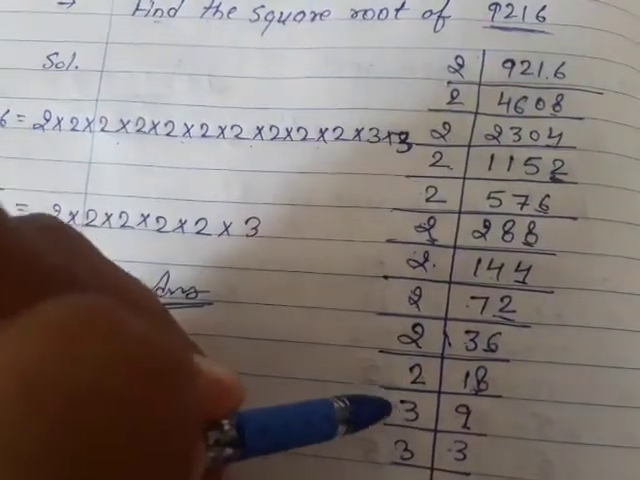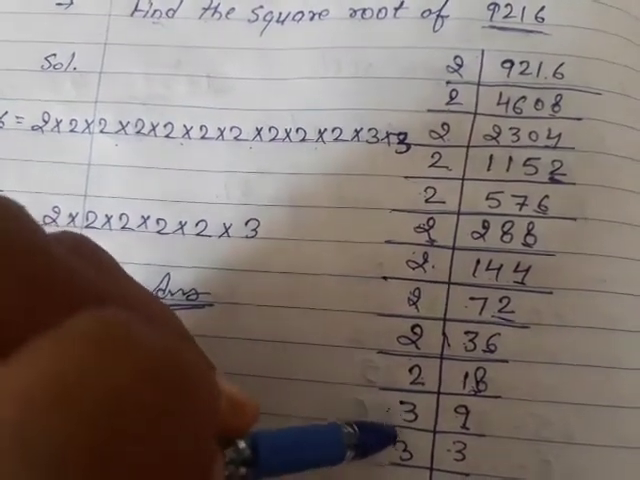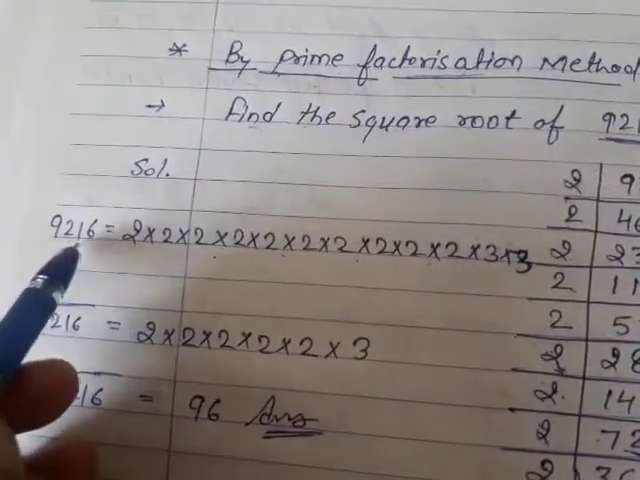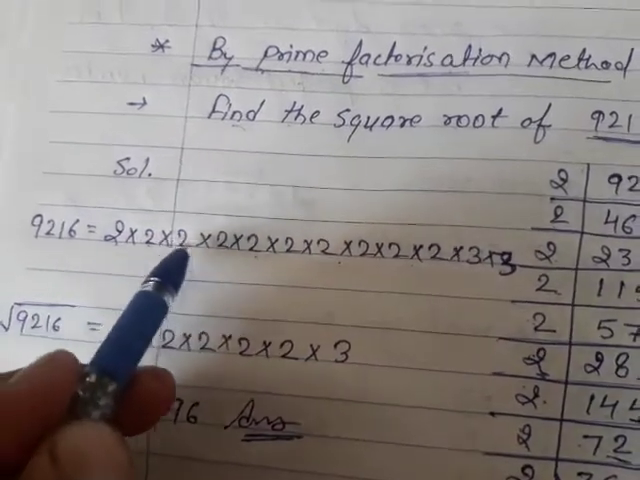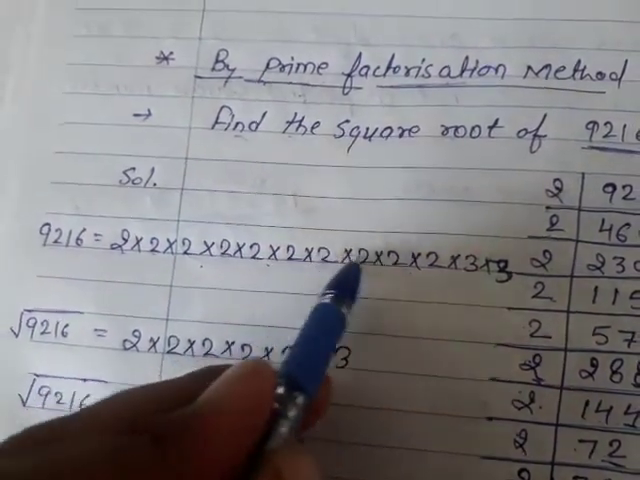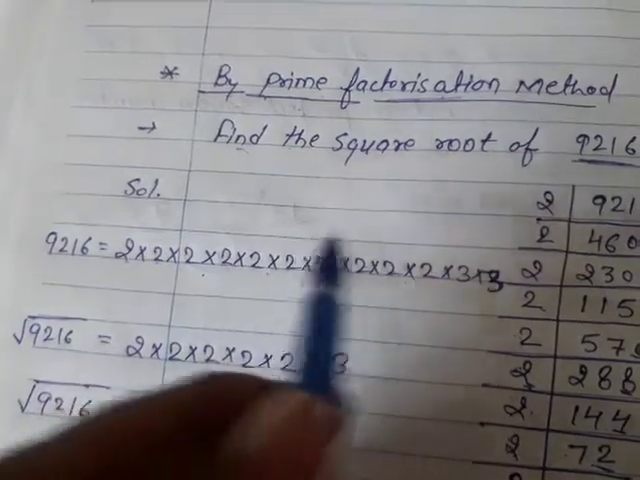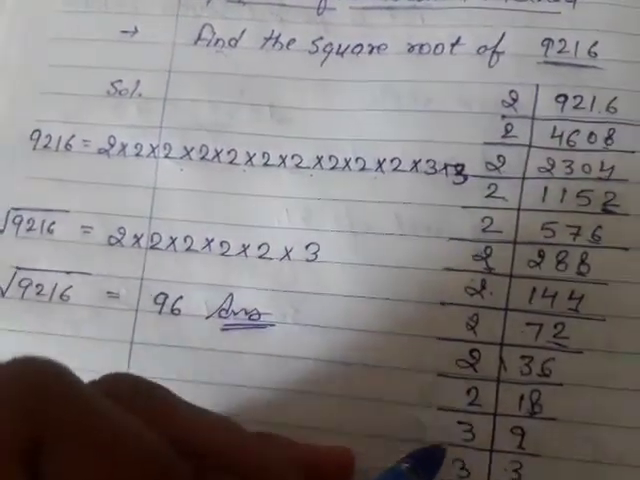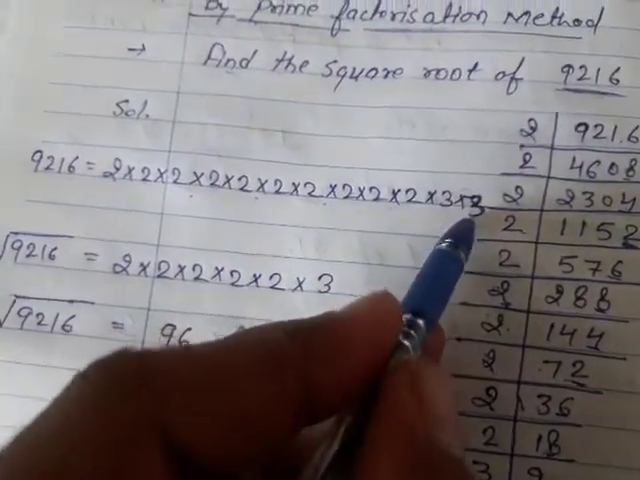2 ten times, and 3 two times, so we can write 9216 as 2 into 2 into 2 into 2 into 2 into 2 into 2 into 2 into 2 into 2, how many times? 10 times. And how many 3s are there? 1, 2, so 3 into 3.